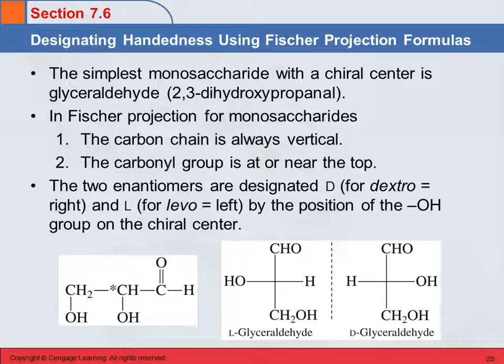So we're going to draw them in this particular way, with the carbonyl group as close to the top as possible, so we know which end is up, and the carbon chain is vertical. If, when you draw that, the hydroxyl group is on the right side, it's D. If it's on the left side, it's L.